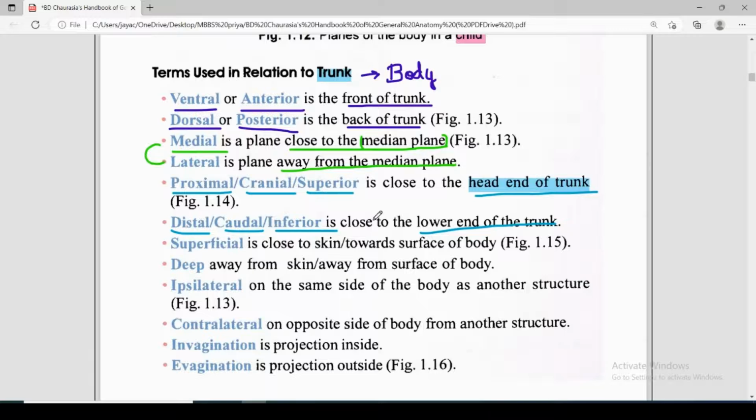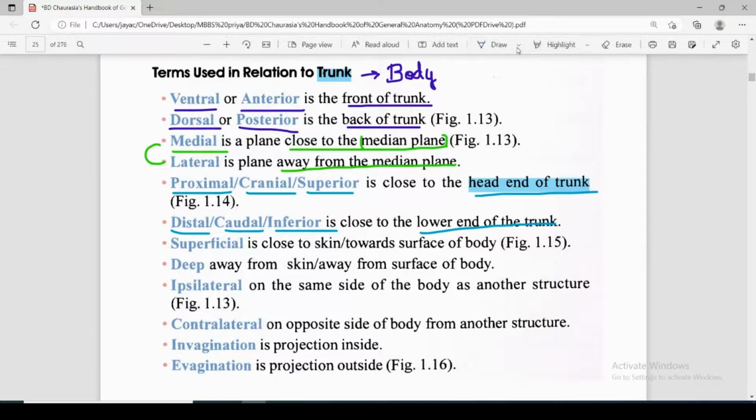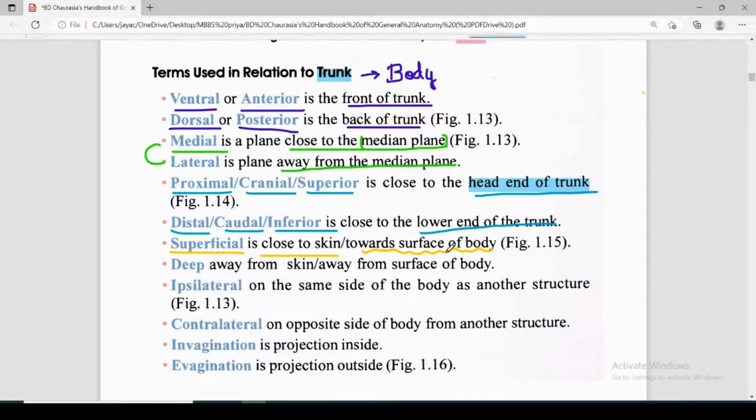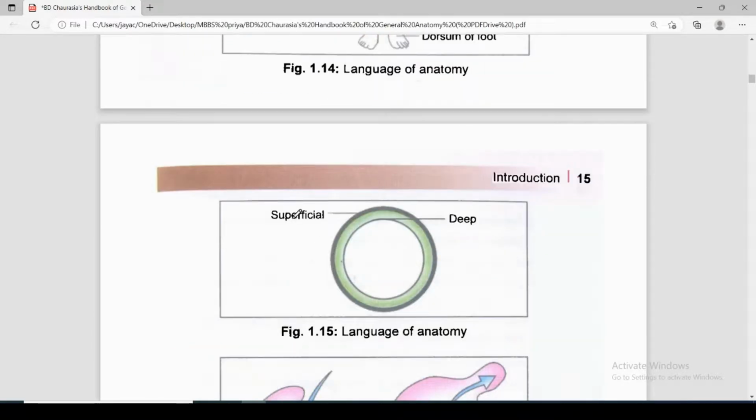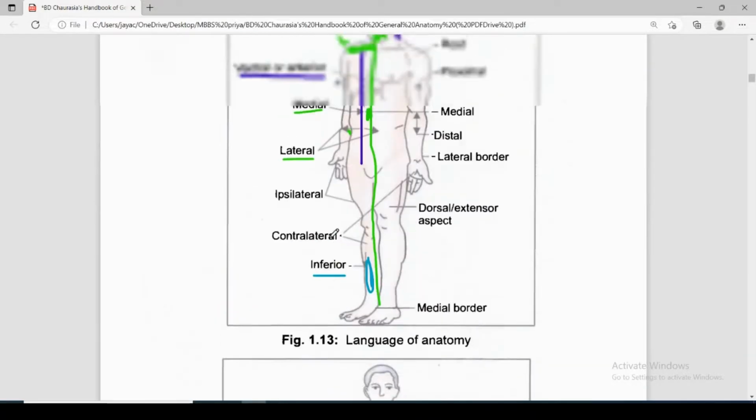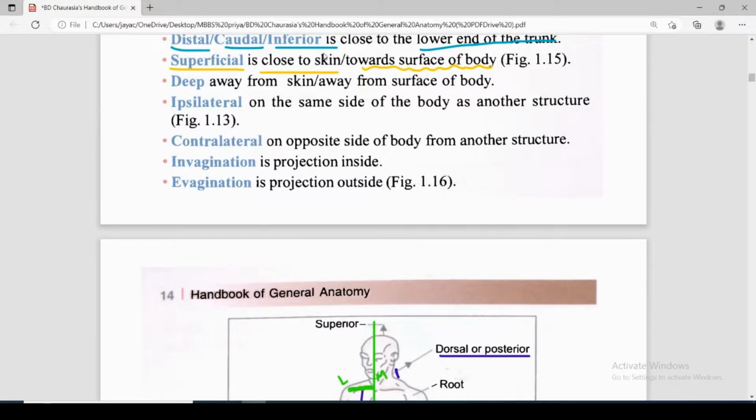Right. Next is the superficial. Superficial means it is close to the skin, that is towards the surface of the body. So if it is towards the surface of the body, then it is superficial. See, this is superficial. This one is the superficial. Superficial means it is close to the skin and towards the surface of the body.